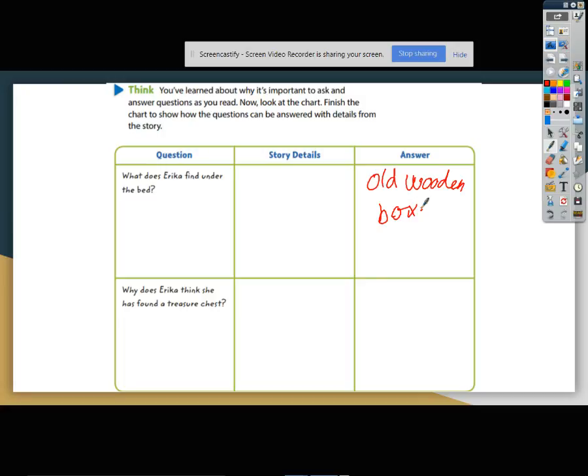Why does Erica think she has found a treasure chest? Well, why does she think she's found a treasure chest? She's found an old box in there. What makes her think it's treasure? It's because gold is valuable. Gold is worth something. Gold is worth a lot. We looked at it today in first class. For 1 ounce of gold, it's worth $1,320. That's a lot of money for a little bitty bit of gold. Pure gold, that is. Okay, so you can actually read it better.